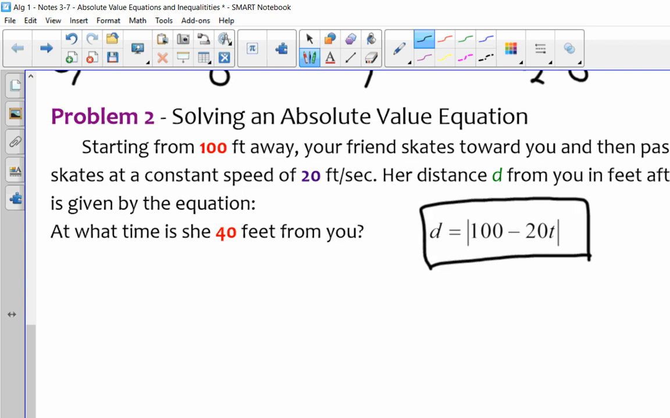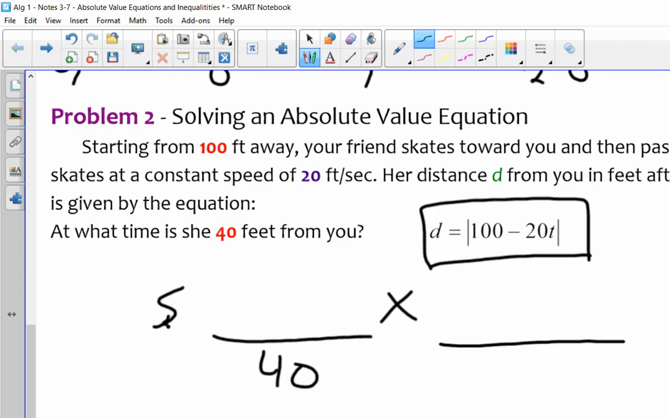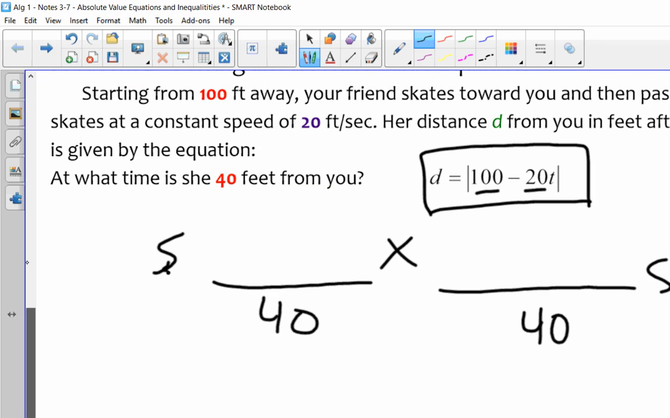Okay, now we got to think about this, and let's draw a picture because pictures kind of help us. Here's you. You're the x. Here's your friend, and I'm going to use the letter S for speed. At some point, they're 40 feet away from you, and then at some point, they're going to be 40 feet past you. Okay? But they started 100 feet away from you, and they're going at a speed of 20 feet per second.